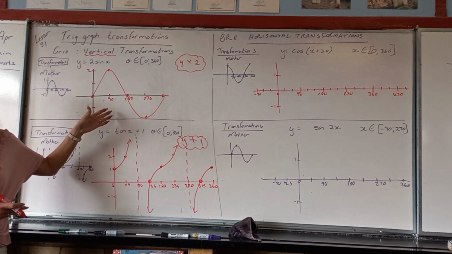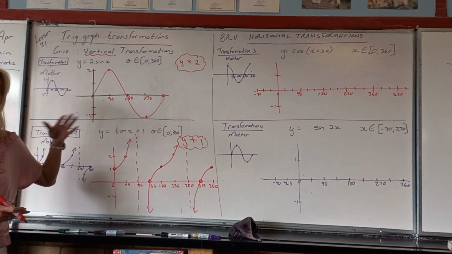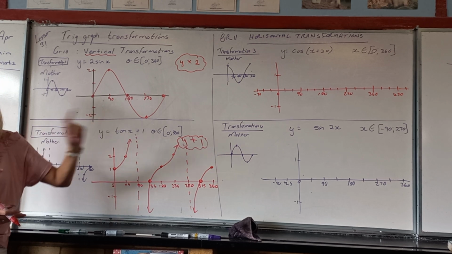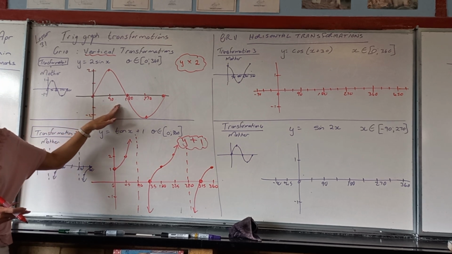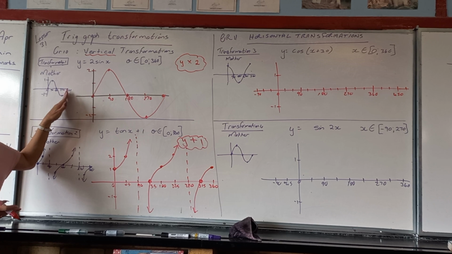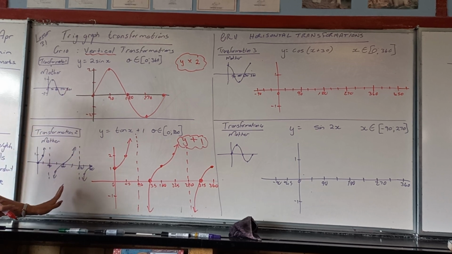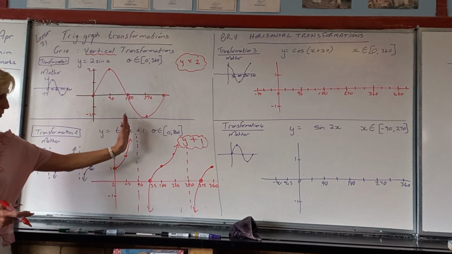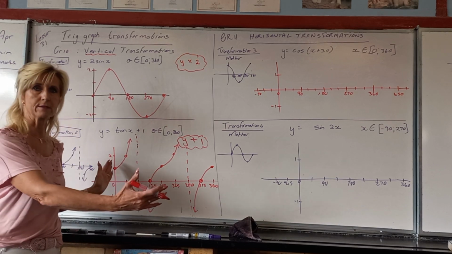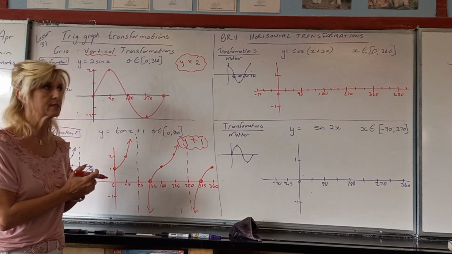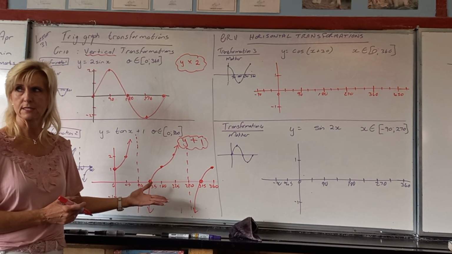Period? 360. Never changed in grade 10. The period for the sin graph was 360, for tan was 180. It's still 180. In between the barriers 90 and 270, it still stays 180 units. No amplitude, because it's tan.